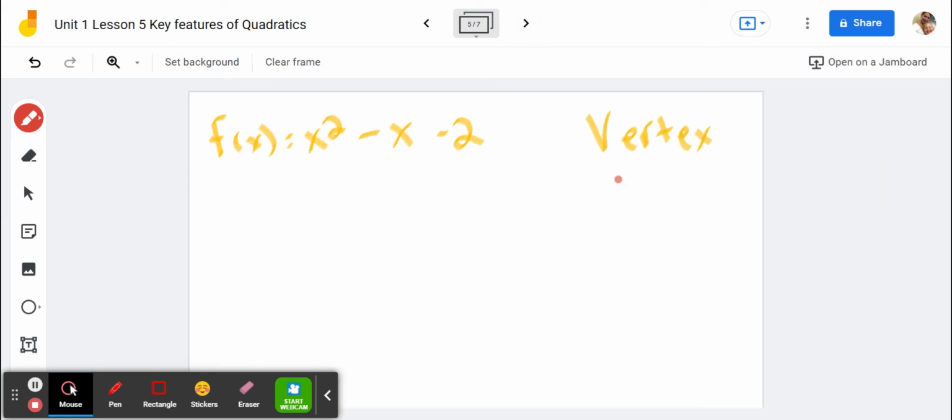All right, so my next thing is vertex, and vertex happens at the point of my axis of symmetry. So I know my x is going to be 0.5 because that's what I found in my last one.